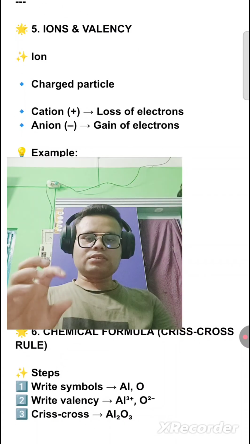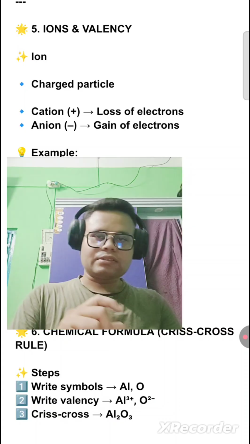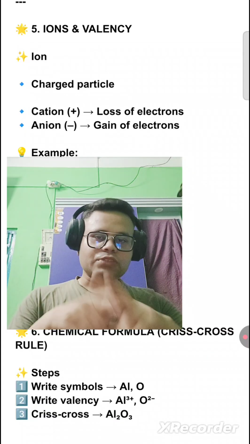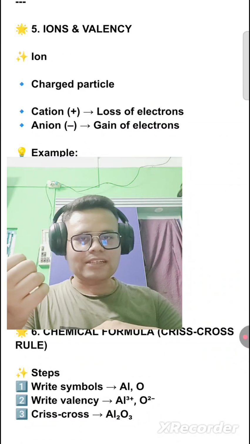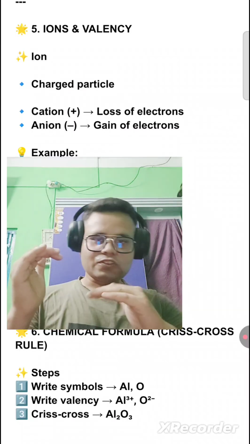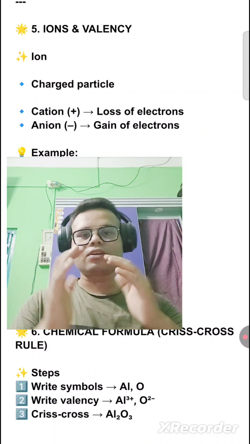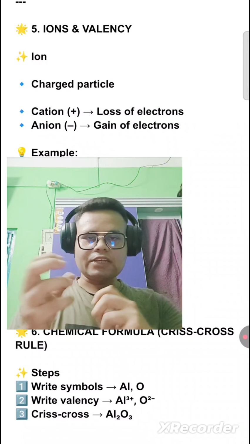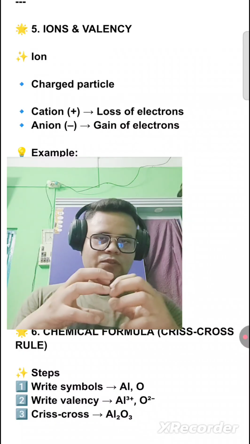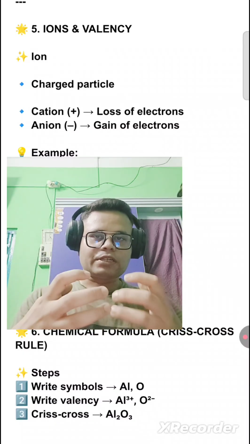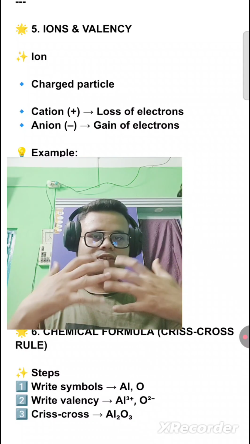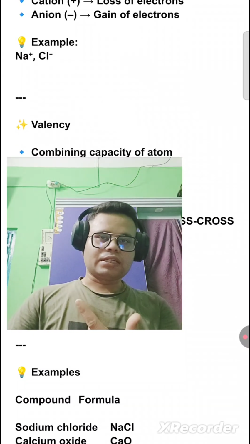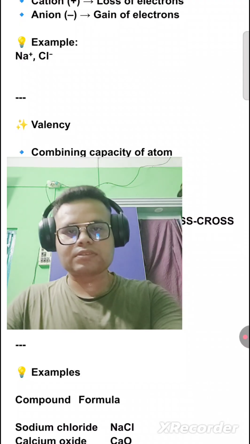Next, ions and valency. A charged particle is known as an ion, and there are two types of charged particles. First is the cation and second is the anion. The loss of electrons gives a cation. The gain of electrons gives an anion. So both are charged particles. Examples are Na+ and Cl-.